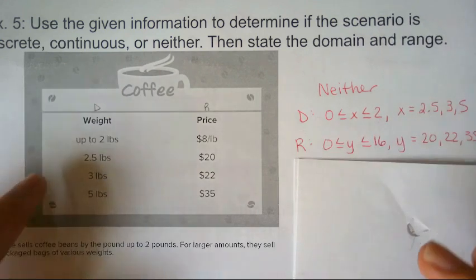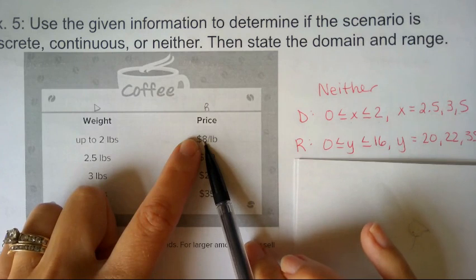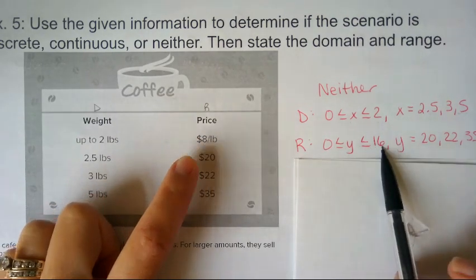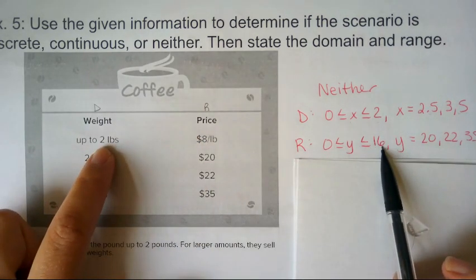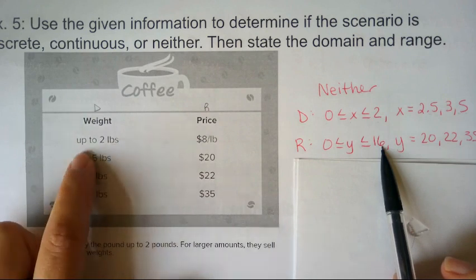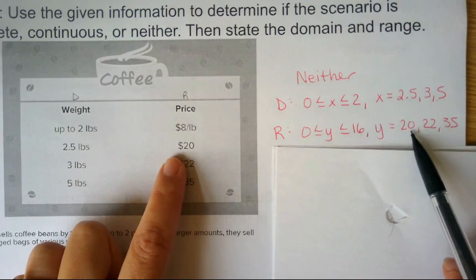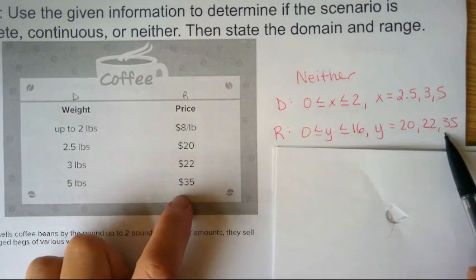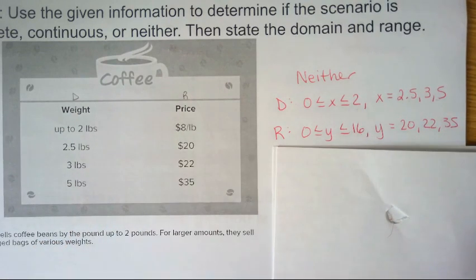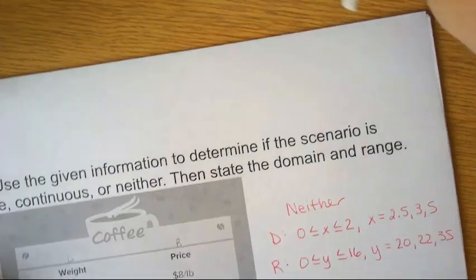Same with your range. My range can start at 0 and go all the way up through $16 because it's $8 a pound, so that would be 8 times 2. And then I would have these specific points, 20, 22, and 35. So just trying to make sense of it in a real world application of what you were just kind of discussing.